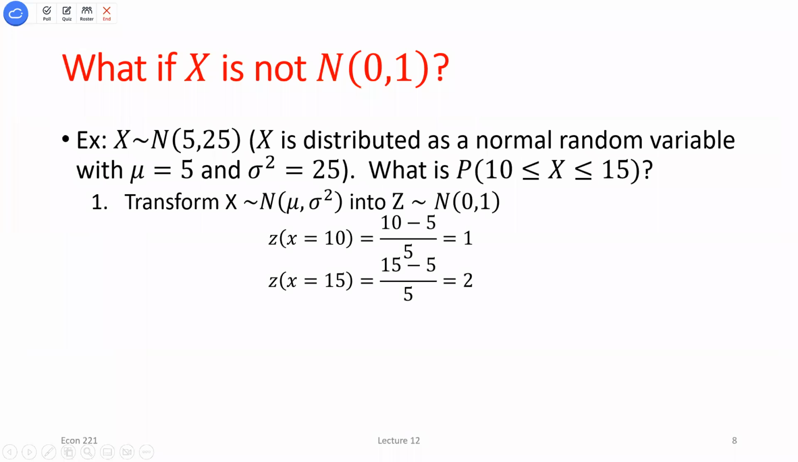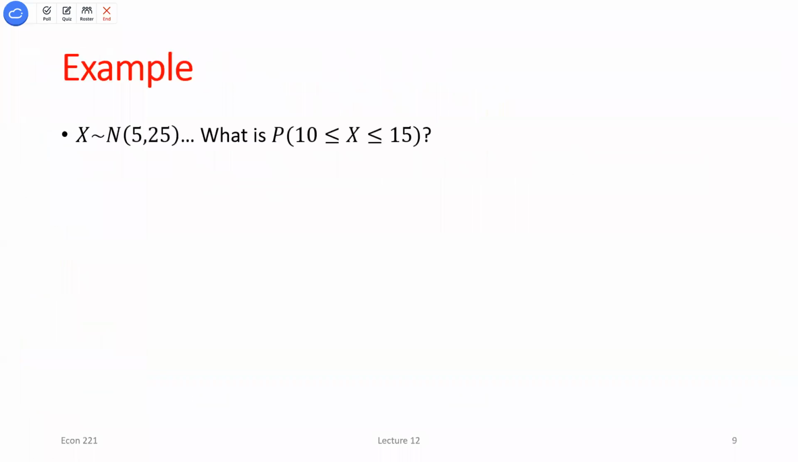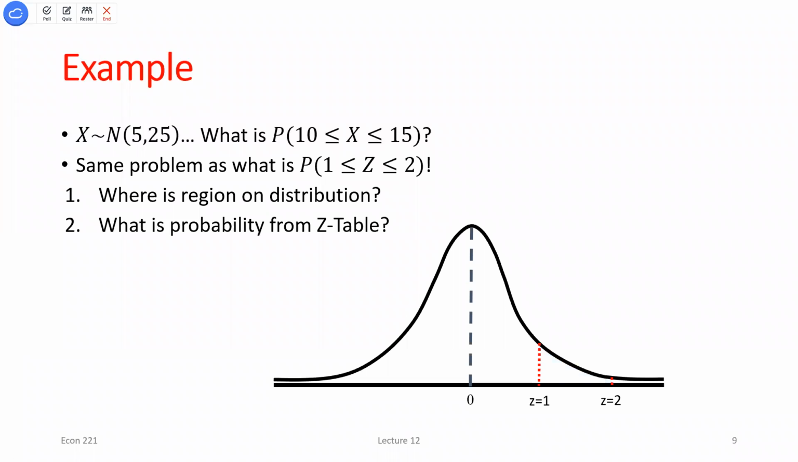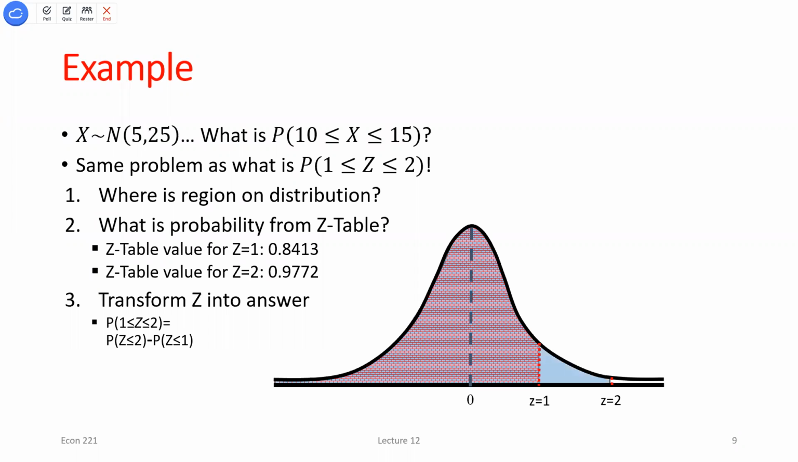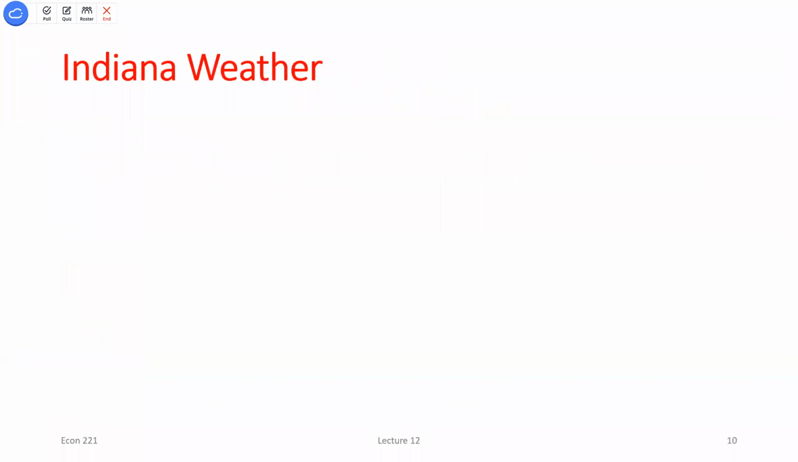We already did all this. We turned these into Z values. We looked those areas up in the table, right? 0.9772, 0.8413, subtracted them from each other, and we got that 0.13. So this is just stuff we did up on the board.